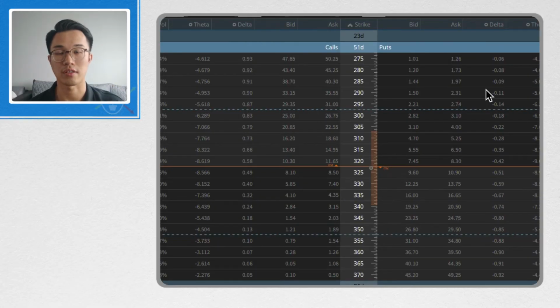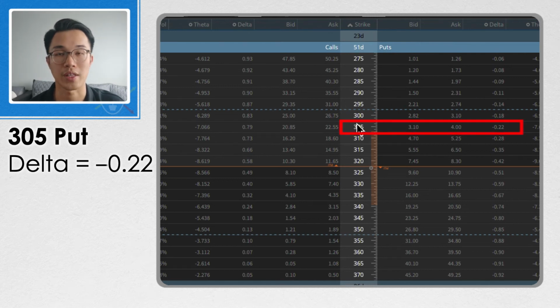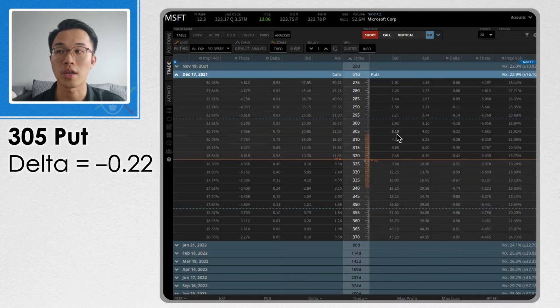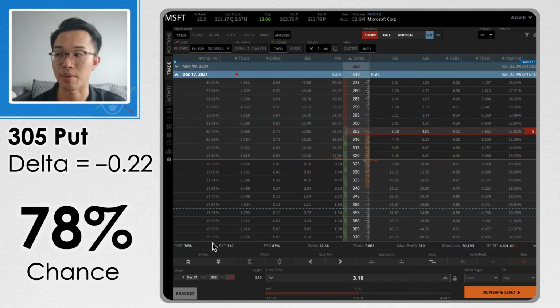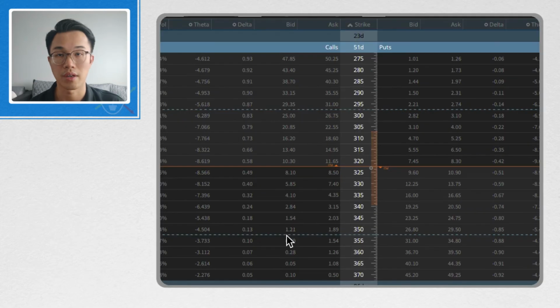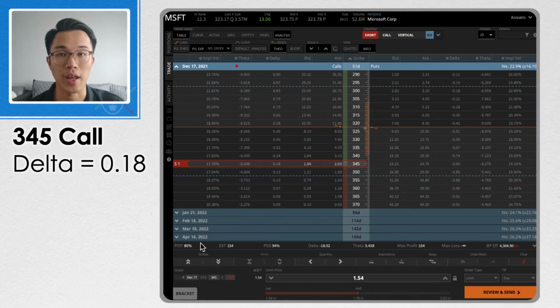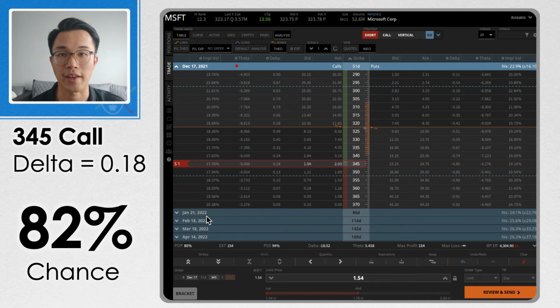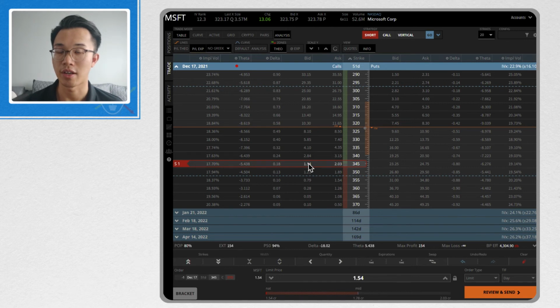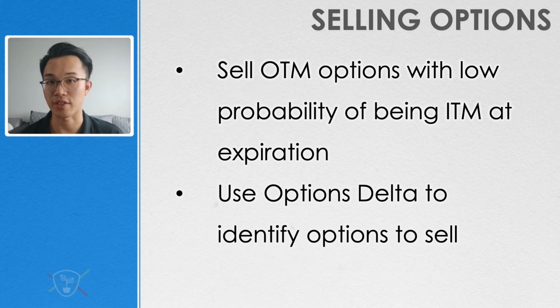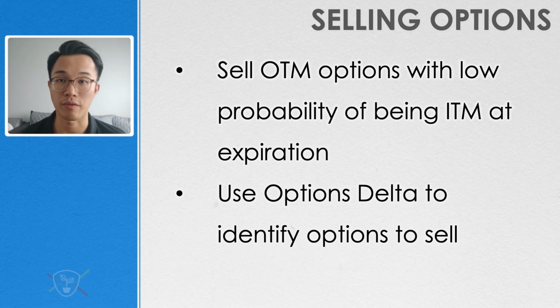If I was bullish on this stock and I want to sell this put option with a delta of negative 0.22, I would have a 78% chance of making money on this trade. Now, if I was bearish and I want to sell this call option with a delta of 0.18, basically I would have an 80% chance of being correct and making money on this trade. So this is an example of how we can use the option delta to help us to identify high probability trades. The delta can tell us which strikes, right, of the option contracts we should be selling in order to get high probability of returns.